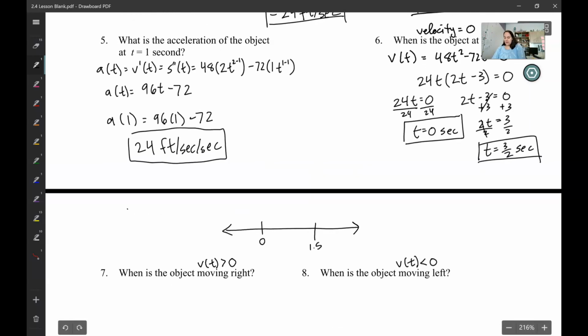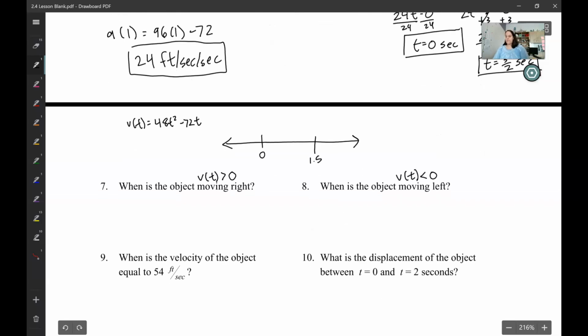So let's take our velocity equation. I'm going to copy it down up here. And we're going to do a sign line. Now, first off, this is a story problem talking about time. Time is not negative. So we don't care about anything less than 0 because we don't want negative time. So I just need these two sections.